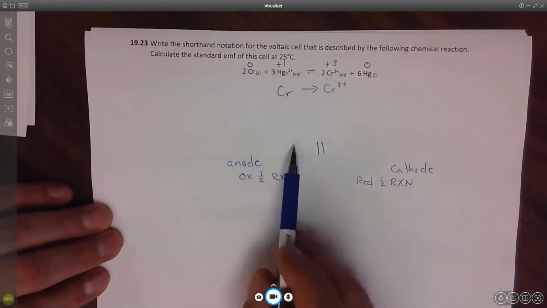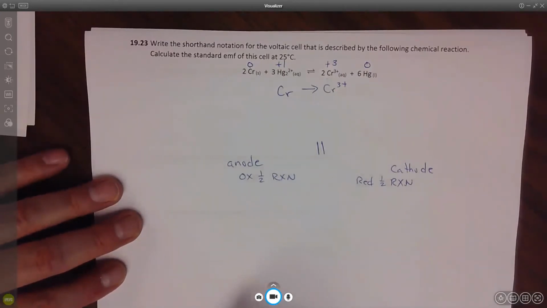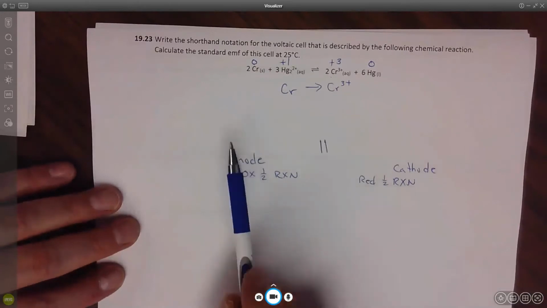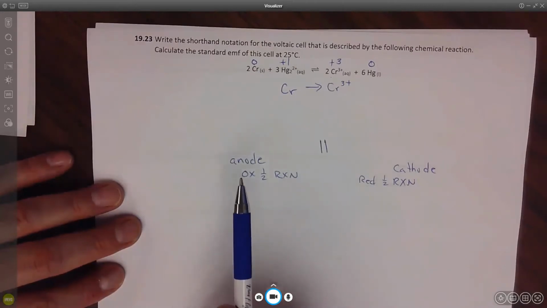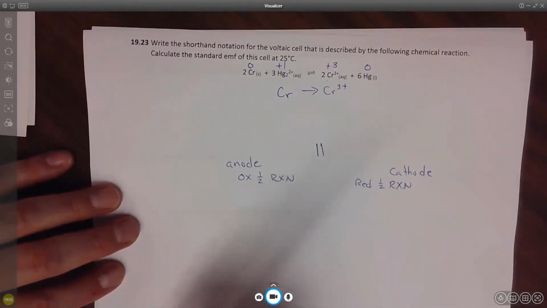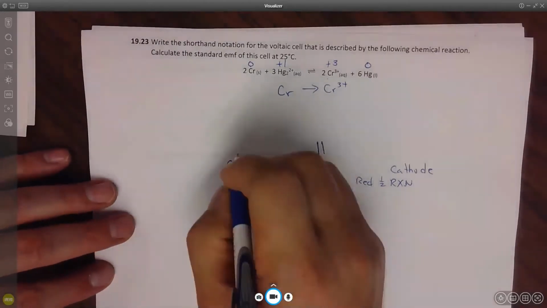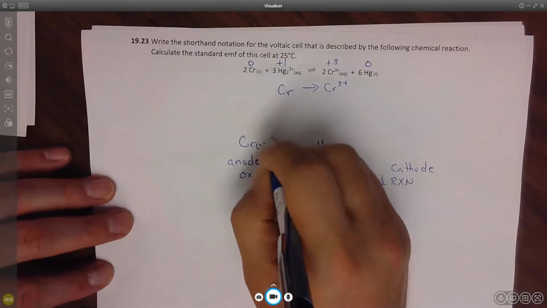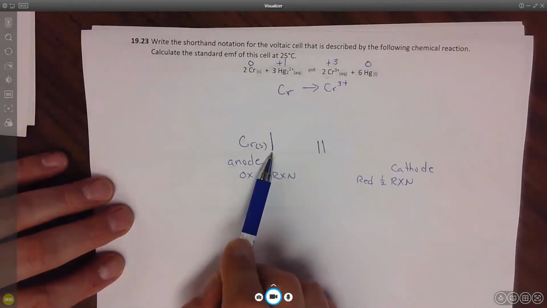So what do I write over here then? For the shorthand, what goes farthest to the left? The one that's closer to the outside. That's the one that I can hook an alligator clip to, that I can physically make an electrical connection to. I can't make an electrical connection to water. So what's that going to be? Chromium. That's going to be the solid chromium. Then what does this line represent? A phase boundary. So that's a solid.